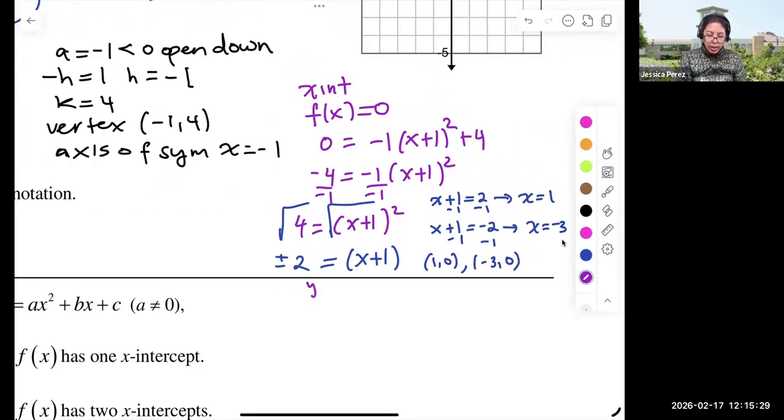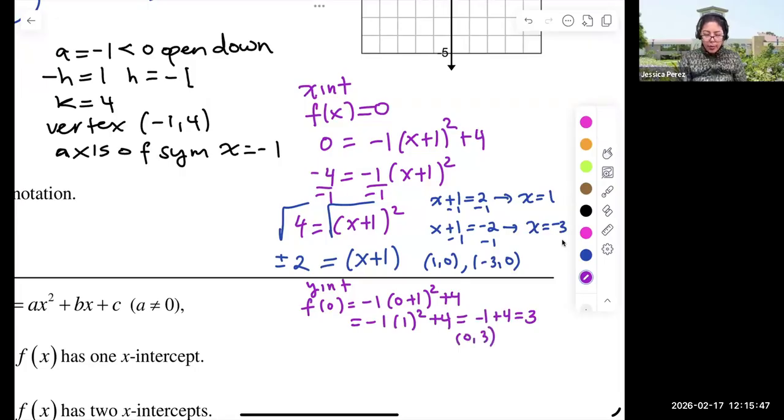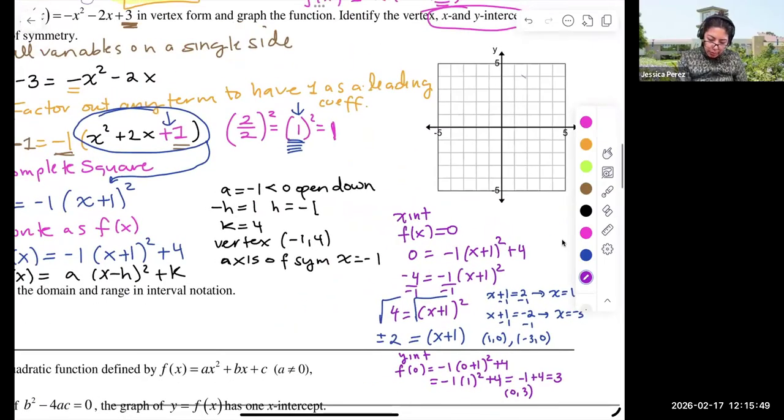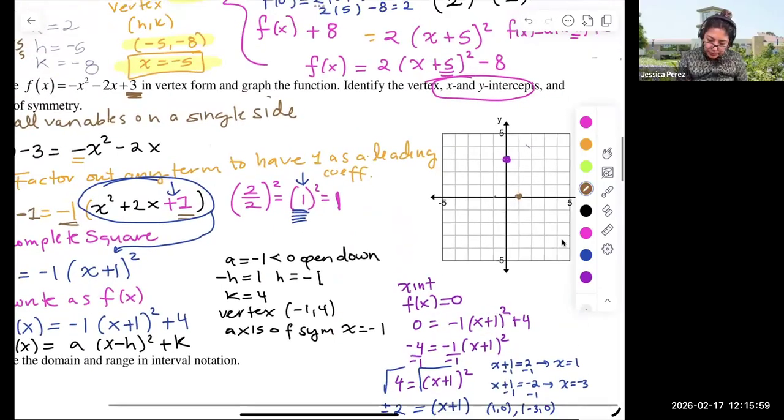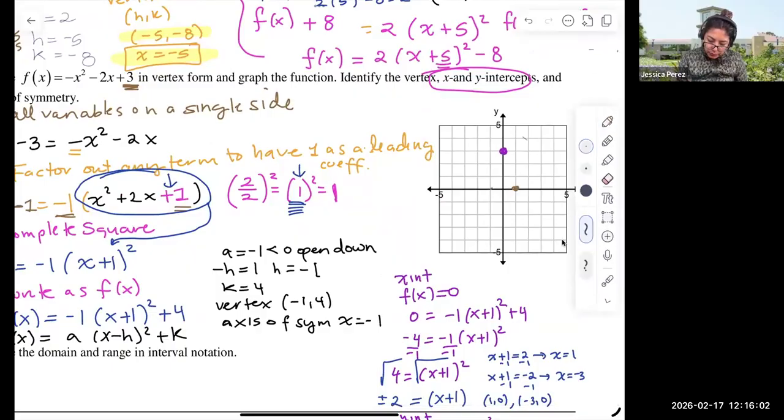And my y-intercept, you have f of 0 is equal to -1, 0 plus 1 squared plus 4. So that's -1 times 1 squared plus 4. That's -1 plus 4, that's 3. So 0, 3 is my y-intercept. So 0, 3 up here, I have 1, 0. Oh, excuse me. 1, 0. And then I have -3, 0.